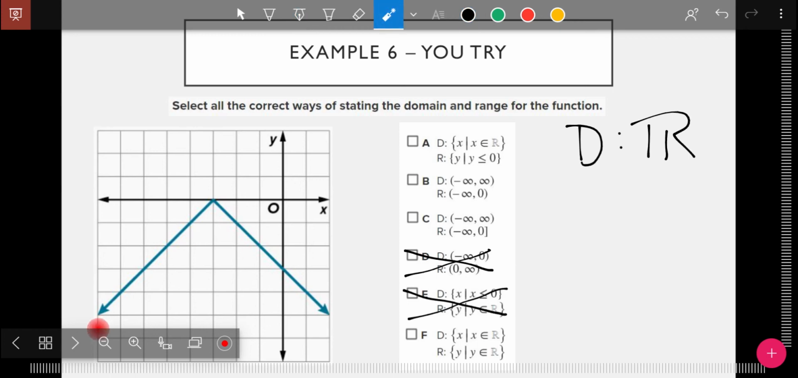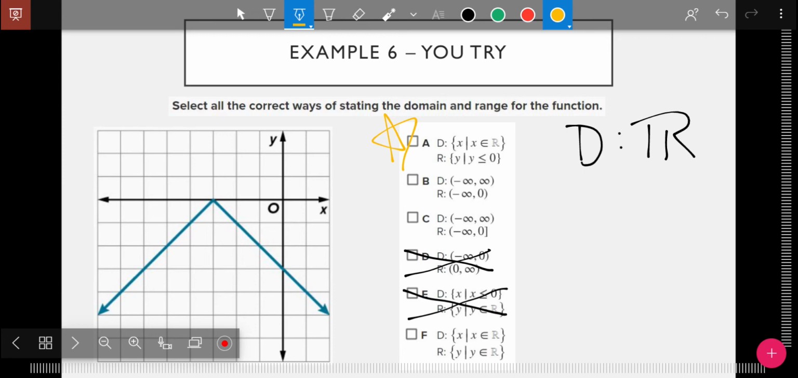The range, it goes down forever, all right? But it comes to 0. So y is less than or equal to 0. Well, it sounds to me like A is good. It sounds to me like A is exactly what I just said. Down forever, goes to 0.